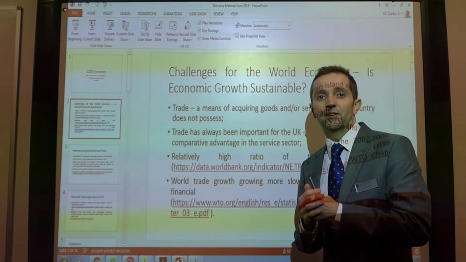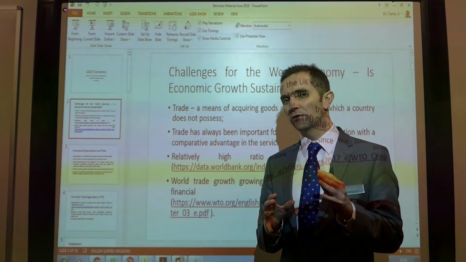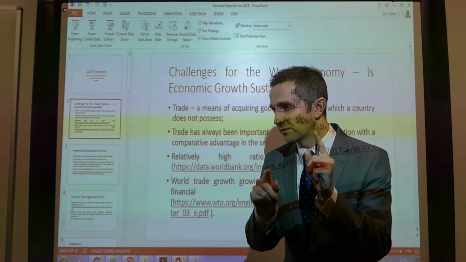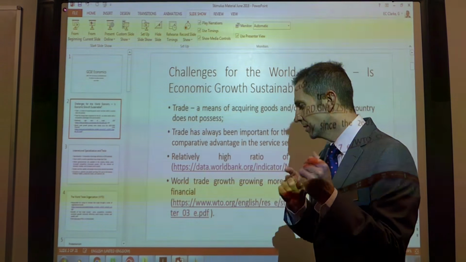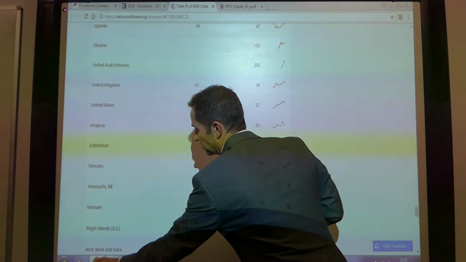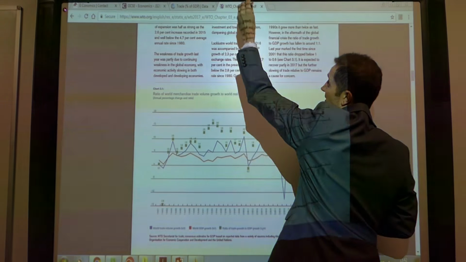It bounced back after the financial crisis, but subsequently growth in world trade, whilst it is growing, it's very important to note that it is still growing, but the rate at which it's growing is slowing. So let's just have a look, ladies and gentlemen, again at this data.